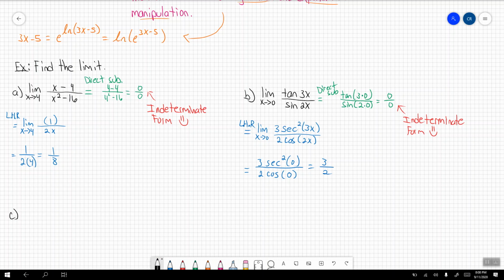So I want to now do part C, and we're going to check part C out. Let's see the limit as x goes towards infinity of x plus x squared divided by 1 minus 2x squared. Okay, we can try to do a direct substitution.